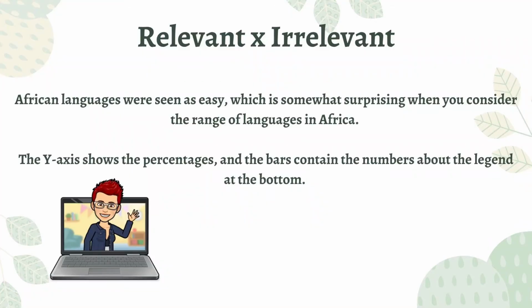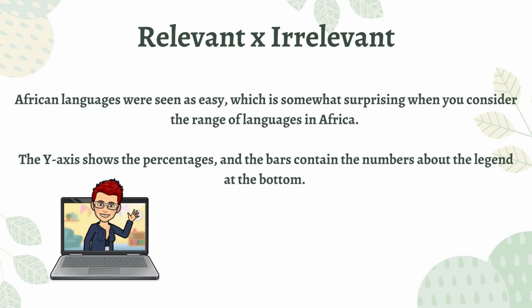We are checking now that sometimes when describing data from graphs, charts, or tables, we may find ourselves in a path of irrelevant information. Take a look at these sentences here. African languages were seen as easy, which is somewhat surprising when considered the range of languages in Africa. A very well-written sentence indeed, but irrelevant. It's an unnecessary opinion from the writer.